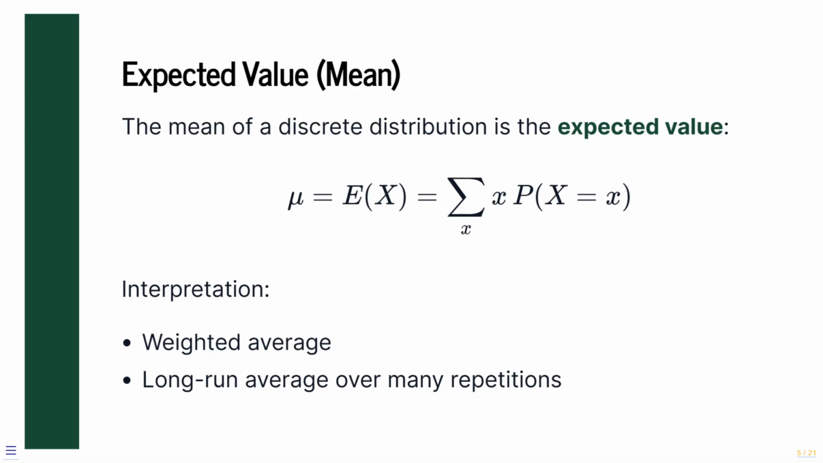The mean of a probability distribution is called the expected value. It is written as E of x or mu. The expected value is a weighted average, where each possible value of the random variable is weighted by its probability. Mathematically, we compute it by summing each value multiplied by its probability. Conceptually, the expected value represents the long-run average outcome if the experiment were repeated many times.